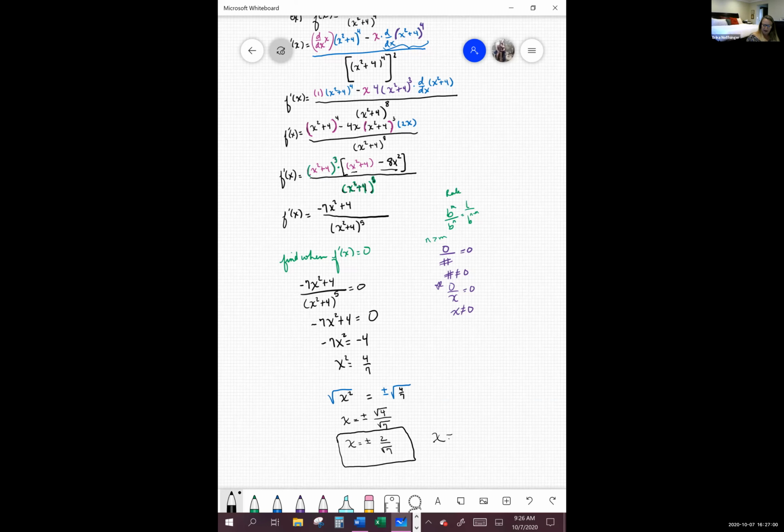They might ask you to write it with a comma in between your answers if there are multiple answers. Any questions on that one? So that is the chain rule.